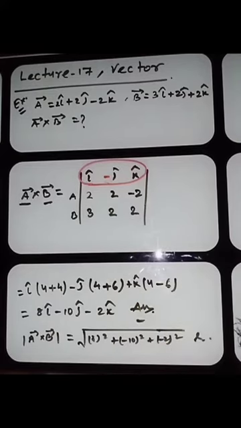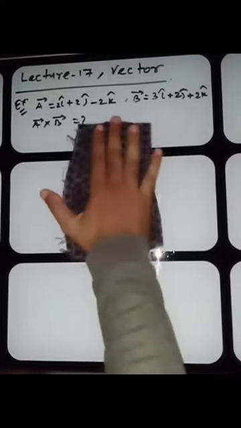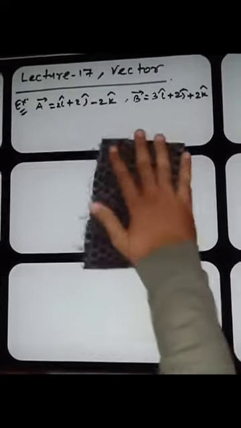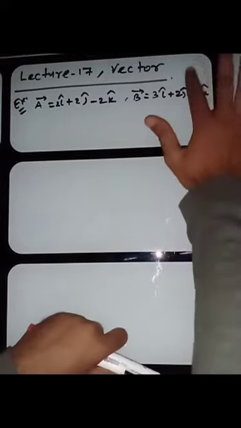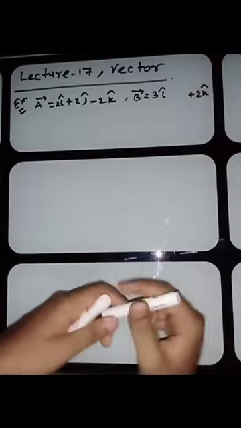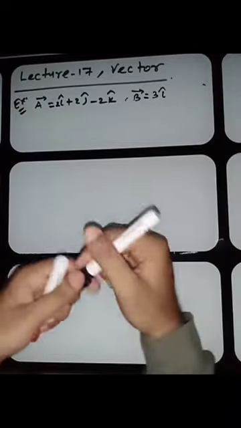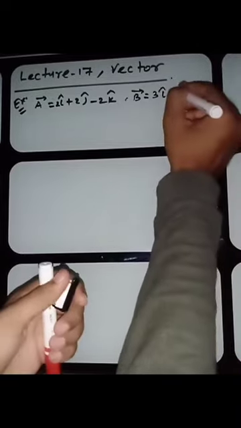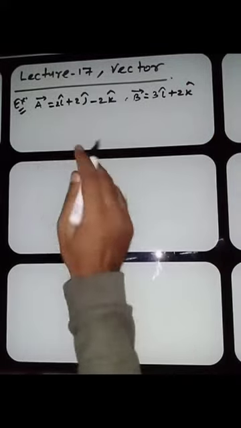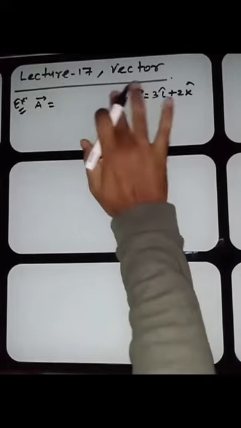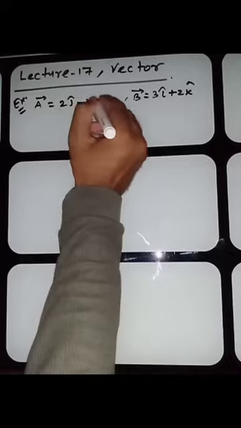So let me write here another example. Suppose any student asks, sir, what will happen if in the A and B vectors any direction is not given? For example, I am just erasing this one. This vector is 3i plus 2k. Okay, let me write here 3i plus 2k. We don't have the j component. Here you are having 2j minus k. All right.